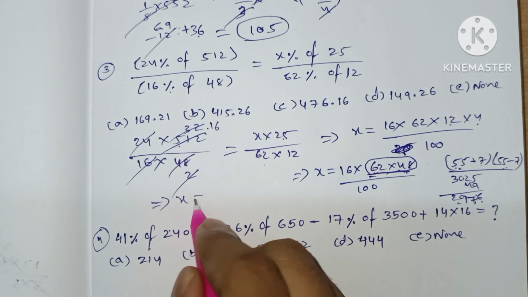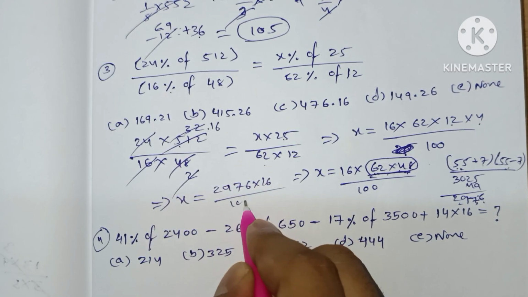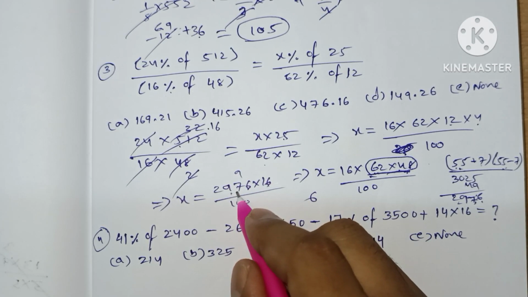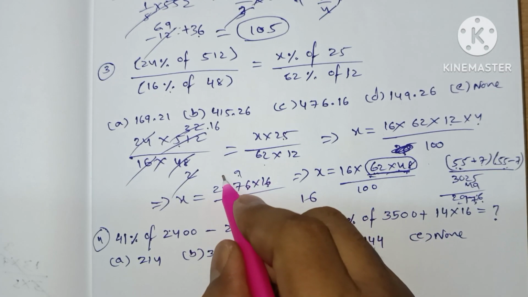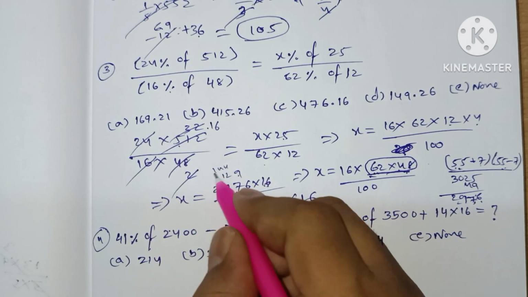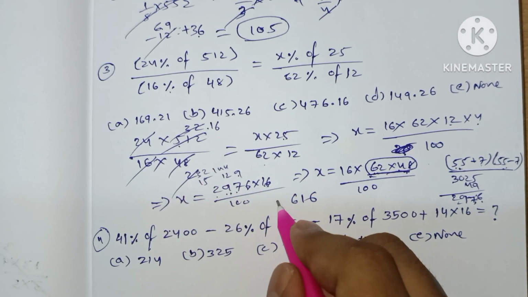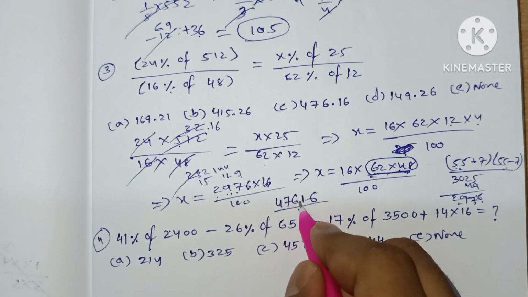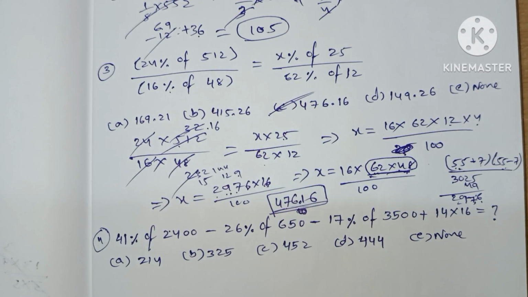So we have x equals to 2976 into 16 divided by 100. 16, 6 times 96. 16, 7 times 112. 112 plus 9, 121. 16, 9 times 144. So 6 here and 15 left. 16, 2 times 32, which will be 47. 47616 divided by 100, which means 476.16 is our answer. Option C is our answer.